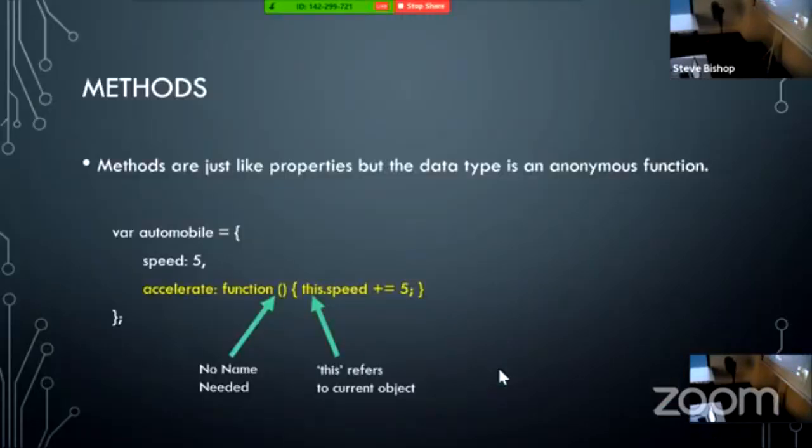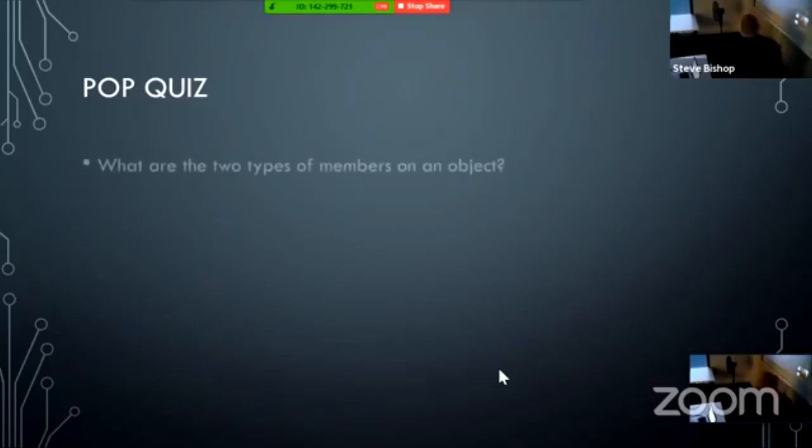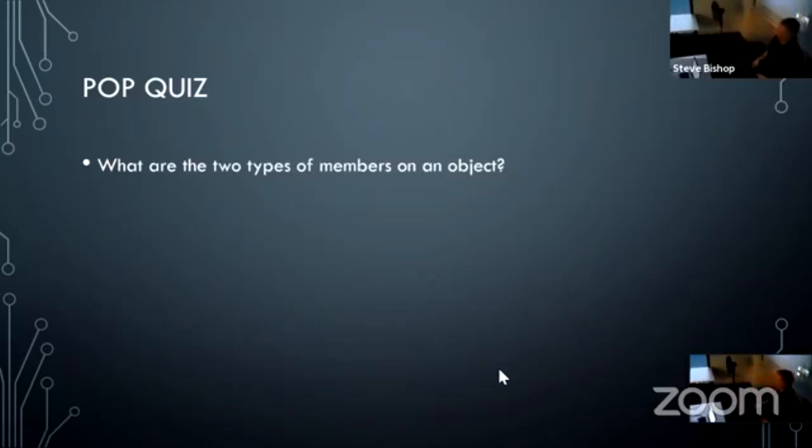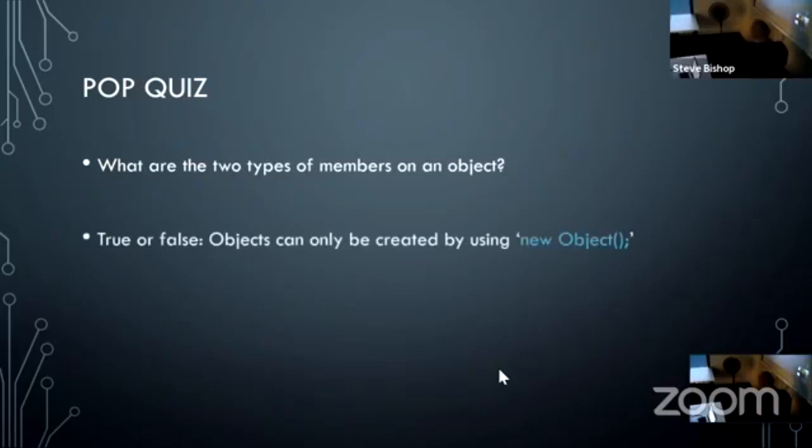Next up, pop quiz. What are the two types of members on an object? Go. Arrays and methods. Bingo. Cut for you. We don't have any more verbal definitions. I do. I'll have to say that one for a little later. True or false? Objects can be created using new objects. No.